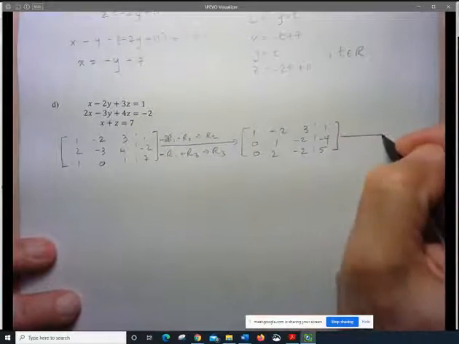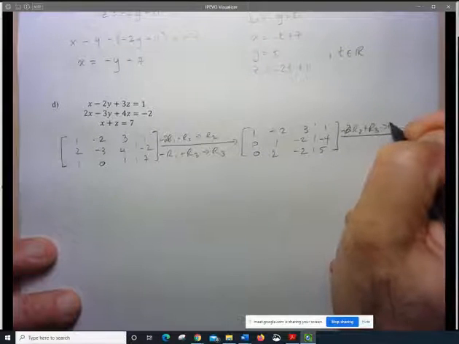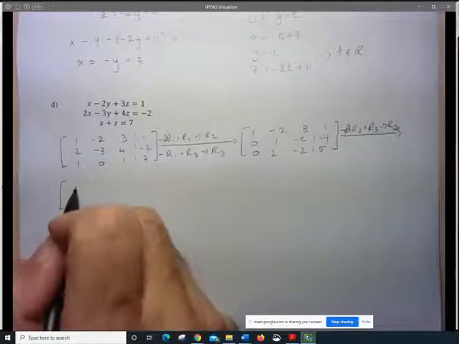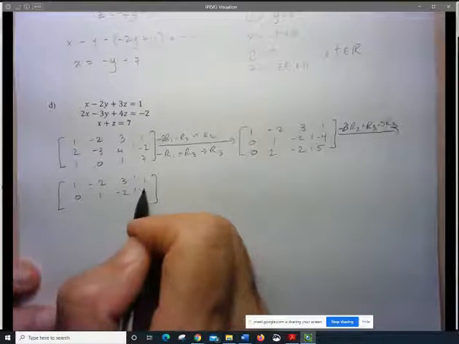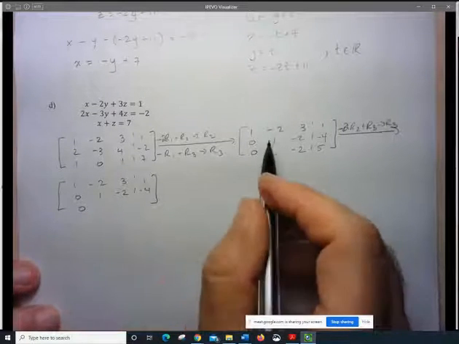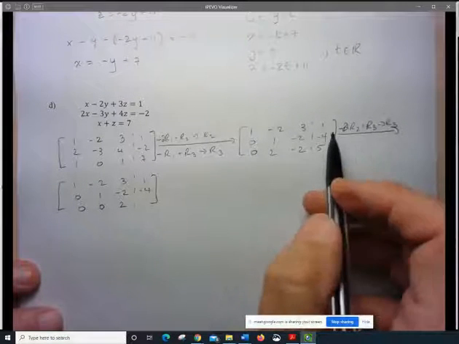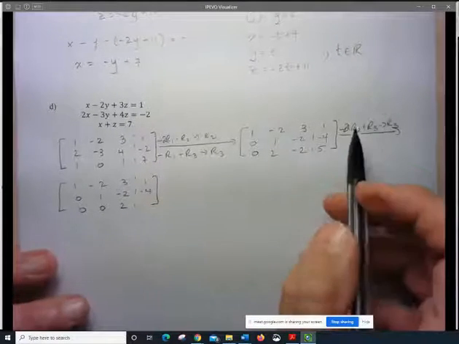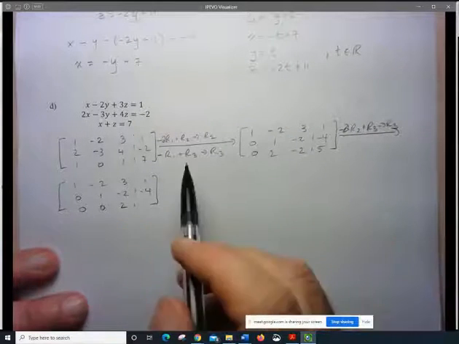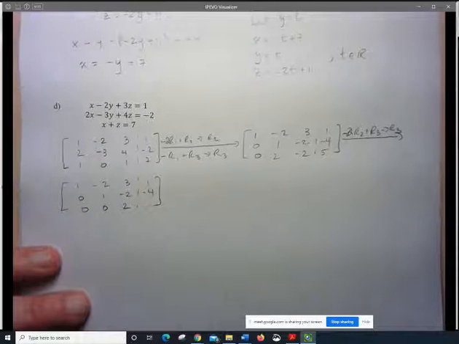Okay, -2R2 plus R3 into R3. 1, -2, 3, 1, 0, 1, -2, -4, 0. So -2 plus 2, 0. 4 minus 2 is 2. And then 8 plus 5 is... I feel like I made a mistake here because I don't think this is what the answer should be. So let's take a quick look at my answers here.